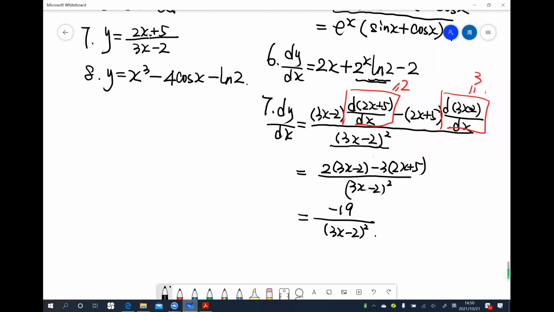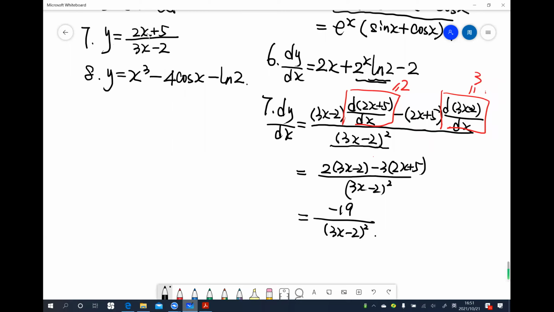Any questions? No here? Okay. Yes, Laoshi. Okay. Laoshi, why is it that the denominator is not being differentiated or simplified? Just here we just use the quotient rule. So you have to remember the quotient rule very clearly.